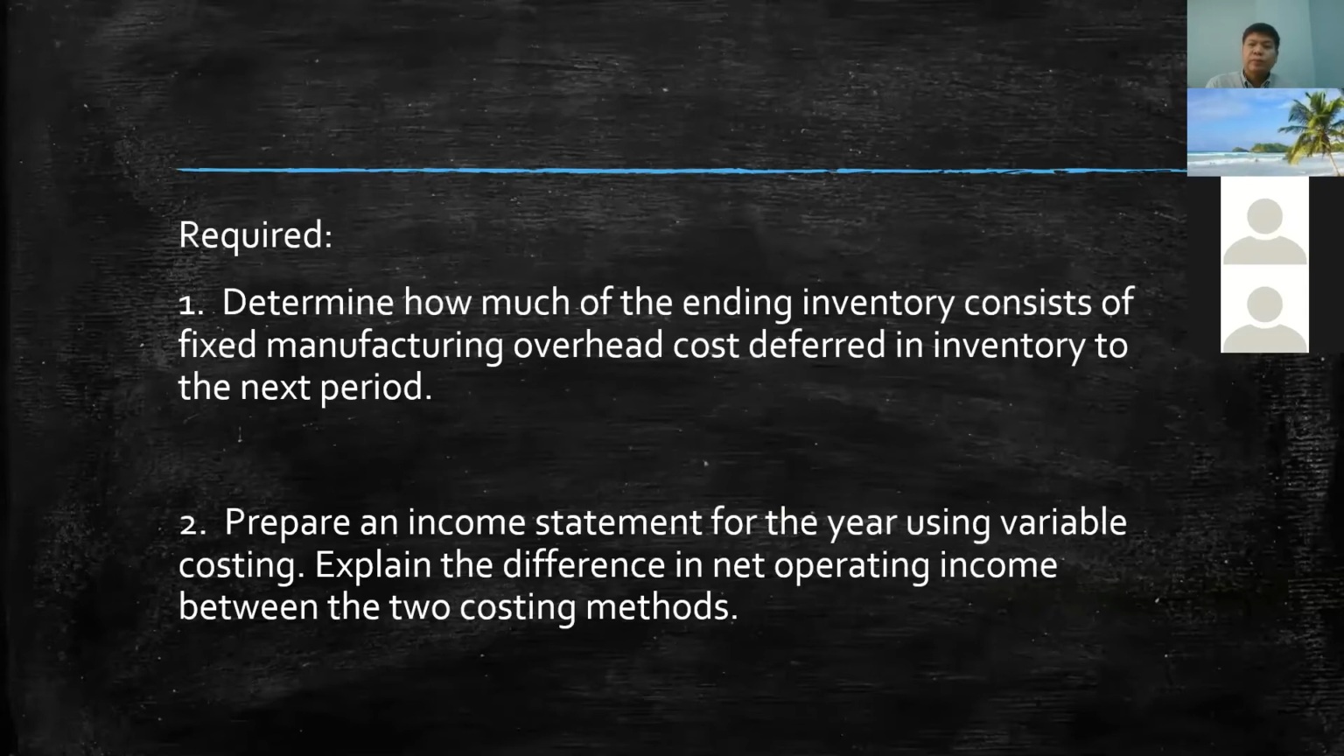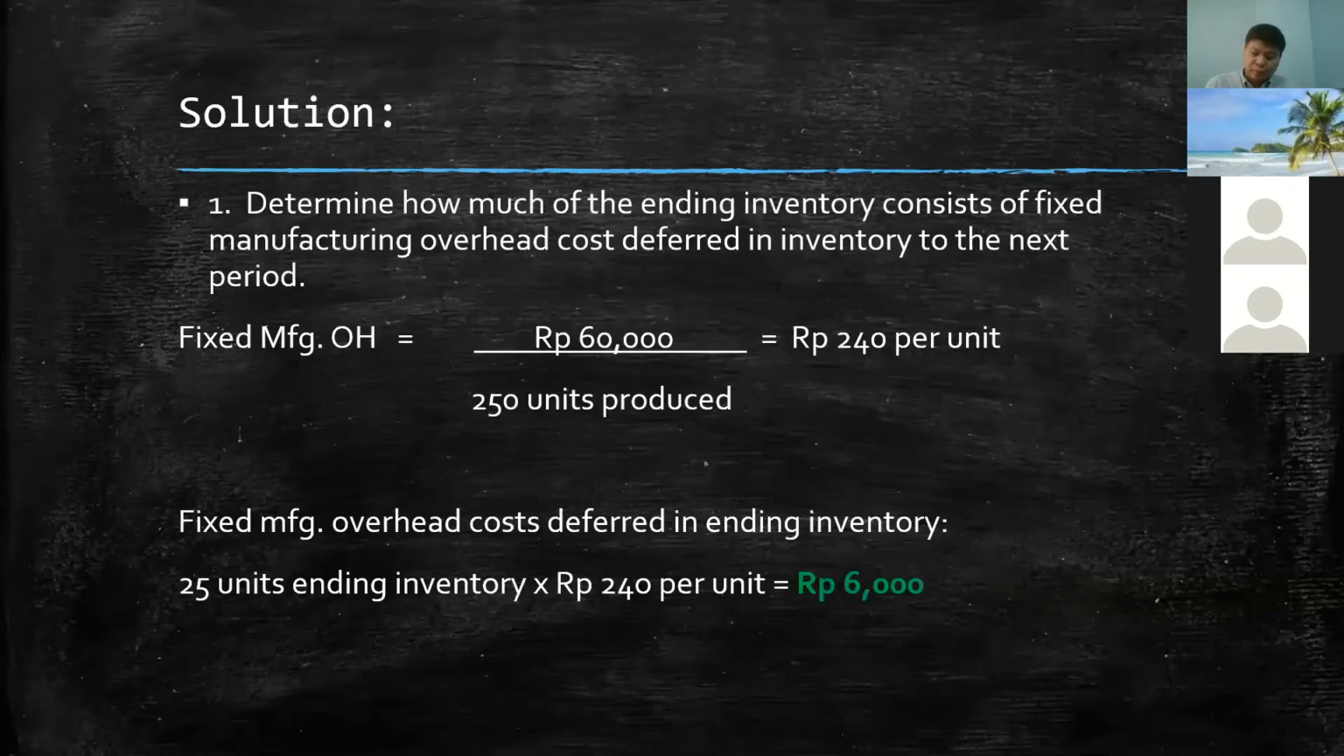Second would be prepare an income statement for the year, but this time we will be using the variable costing method. So explain the difference also in the net operating income between two costing methods. So first, we need to determine how much of the ending inventory consists of the fixed manufacturing overhead costs deferred in inventory to the next period. So we first divide the fixed manufacturing overhead to the units produced to get the fixed manufacturing overhead per unit. That would be 60,000 divided by 250. That would be 240 rupiahs per unit.